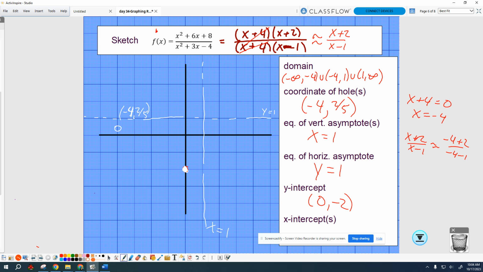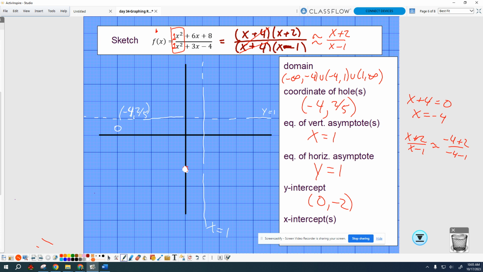Okay, x-intercepts. Do I have any? Yes, where? I was going to ask a question. I still just don't get the top heavy, bottom heavy. This one was even, and the coefficients for both were 1. If they were even, but the coefficients weren't 1, would it just be a fraction? Yeah. Okay.